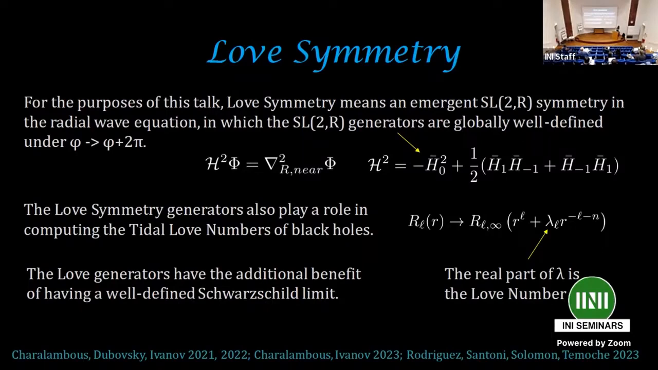For the purposes of this talk, when I say Love symmetry, it means that there is an emergent SL(2,R) symmetry, like we've been talking about, in the radial wave equation, in which the SL(2) generators that I'm pointing to here, H0, H1, H minus 1, are globally well defined under phi goes to phi plus 2 pi. Why do we want this? Well, first, it's more palatable to have globally defined generators.